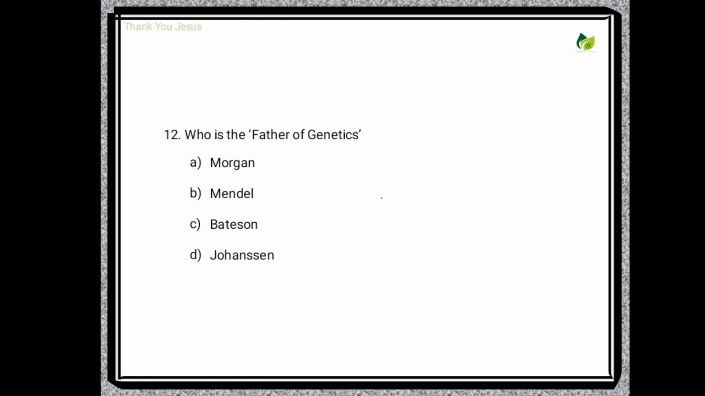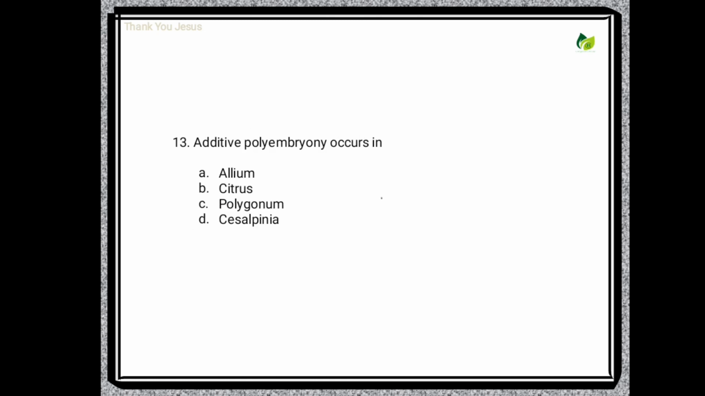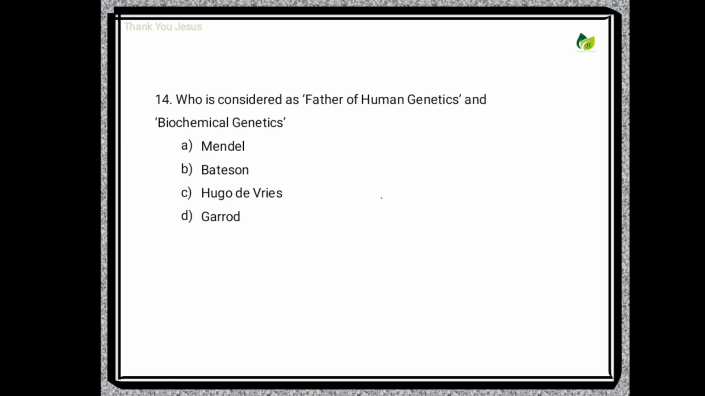Who is the father of genetics? Options are Morgan, Mendel, Bateson, Johansson. Correct answer is Mendel. Let's see the next question. Adventive polyembryony occurs in. Options are Allium, Citrus, Polygonum, Caesalpinia. The correct answer is Citrus. Let's see the next question.